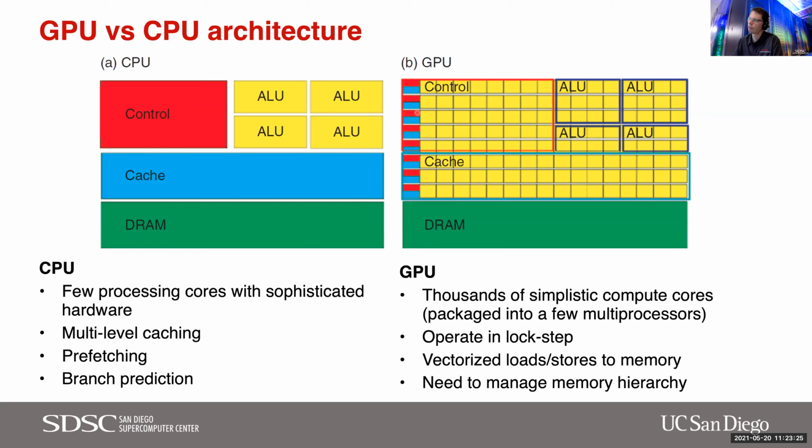There's much less control logic, but in exchange, you have many more compute cores that are much more simplistic. Those are packaged into individual multiprocessors. So it's a little bit as if you would have several multi-core processors in each GPU. And these processors, the cores, operate in lockstep. So there's a single instruction issued for multiple threads, the SIMT architecture. It also does vectorized loads and stores to memory, and you need to manage the memory hierarchy. Now, operating in lockstep means you need to write a parallel algorithm that can exploit that.